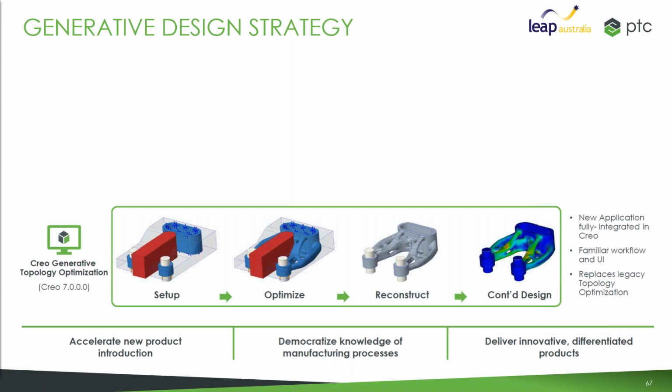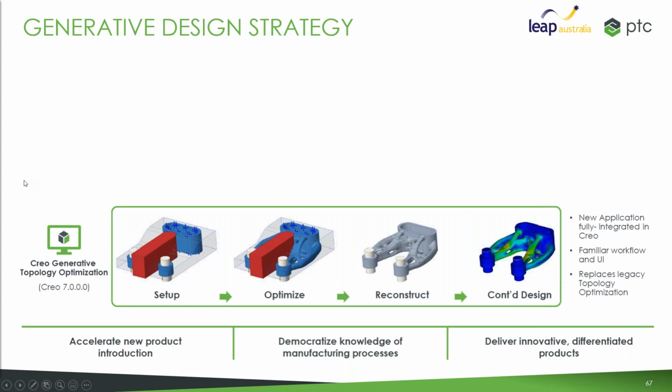So the idea is I can define the different volumes that I want to work with. The blue is stuff I have to keep, the red is stuff I have to avoid, and the gray is whatever I can do with. I do all my setup, define all of my loads, my materials, my constraints, my conditions, run the optimization, reconstruct that geometry, and off I go. I can validate that. All of that's done on your computer.